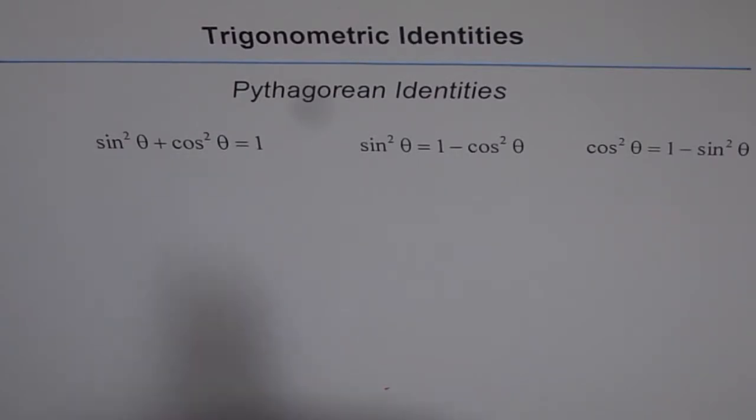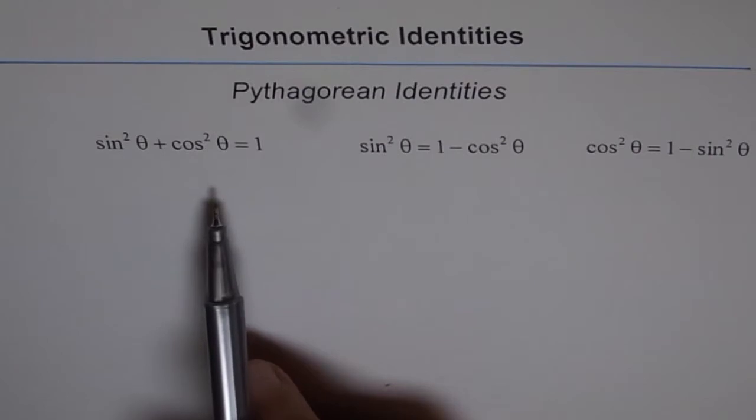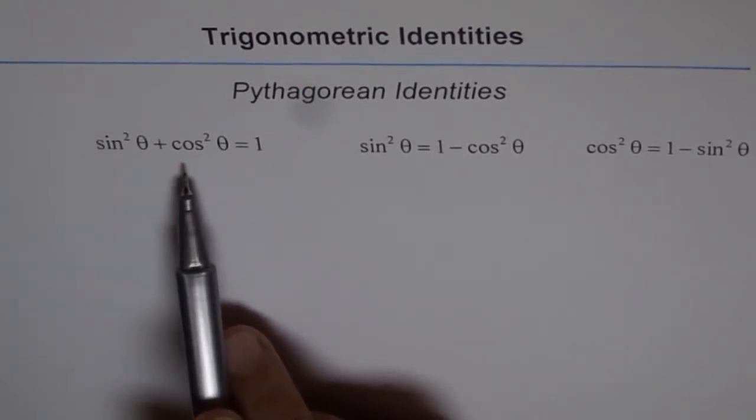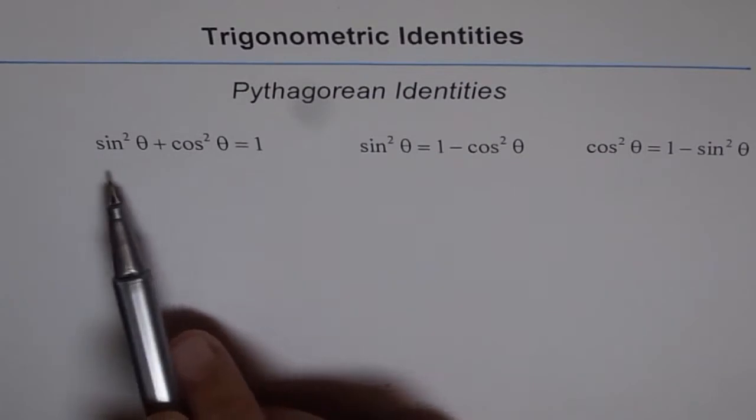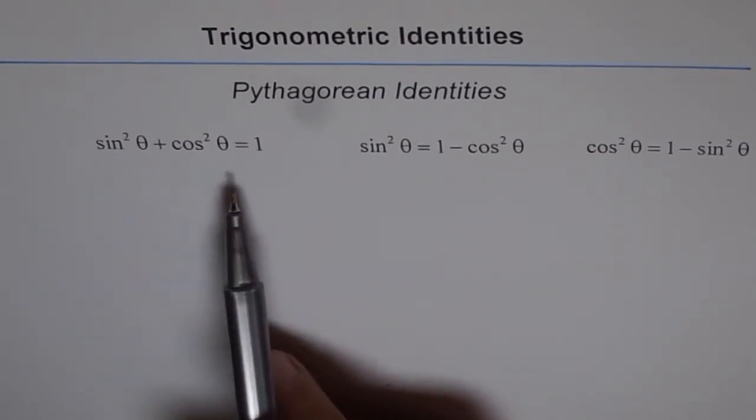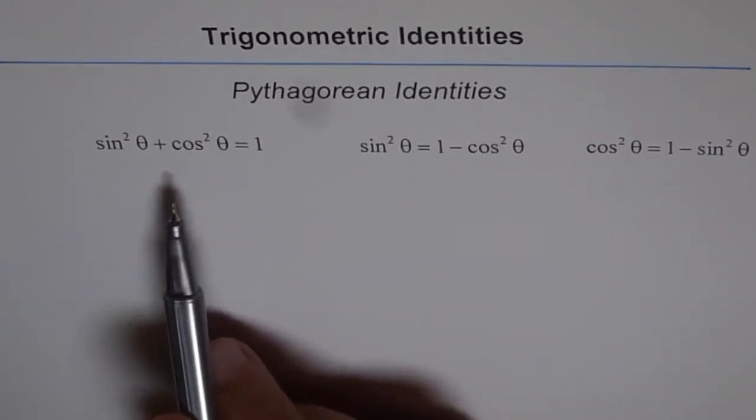Now here is the very first Pythagorean identity, sine square theta plus cos square theta equals 1, and this is the most useful of all. Always, 75% of the time you will be using this identity in many different ways. So let's go through the proof of this.